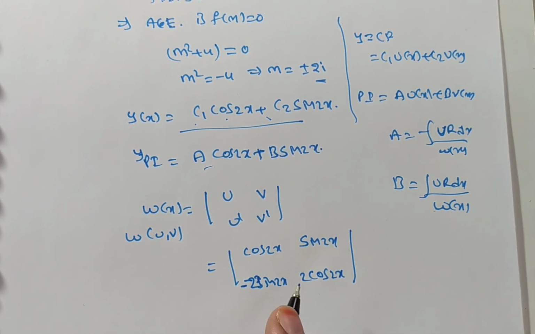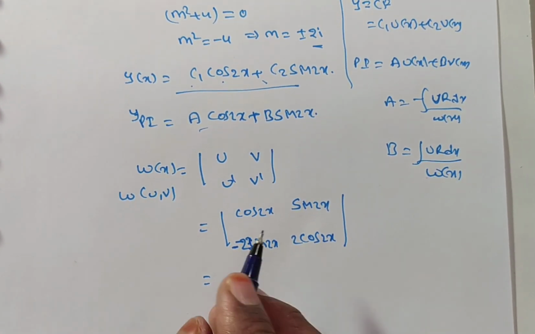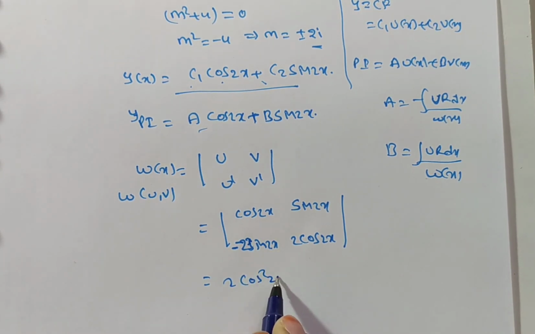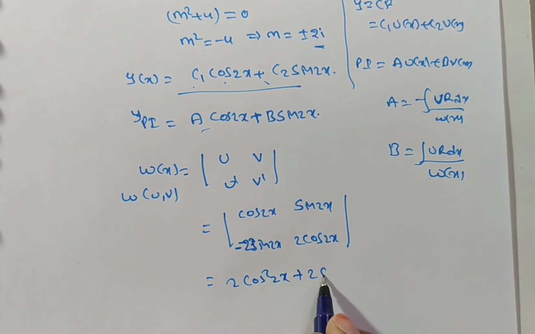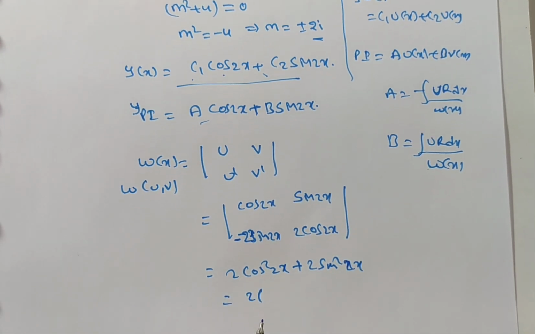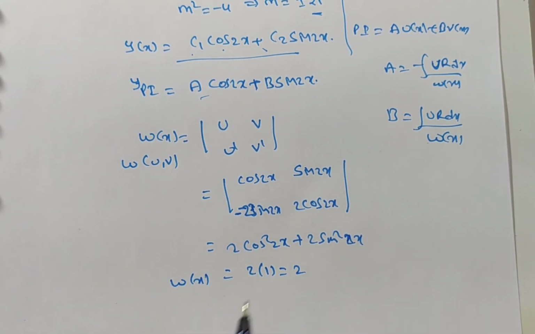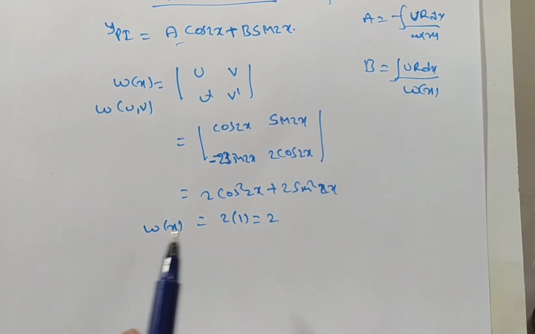That's it. Now take the determinant here. In this case you will have 2 cos square 2x minus (minus) plus 2 sin square 2x. So you can take 2 as common. Then you will have cos square 2x plus sin square 2x, which is 1. So the Wronskian is equal to 2.